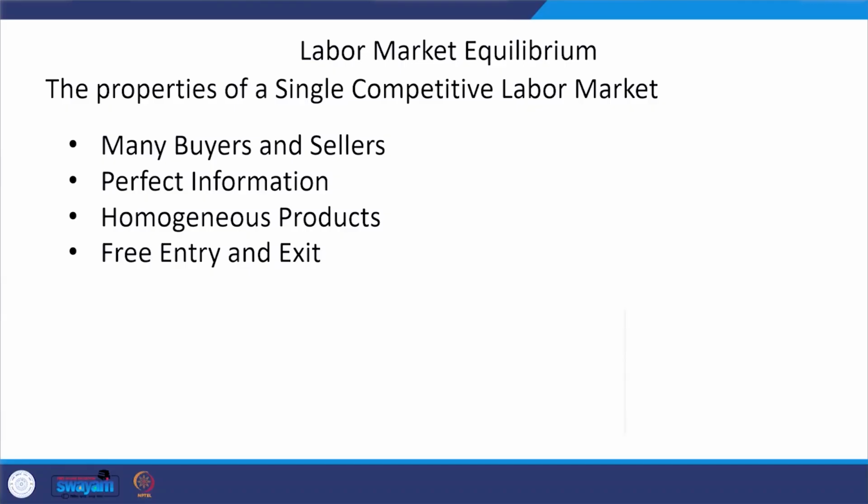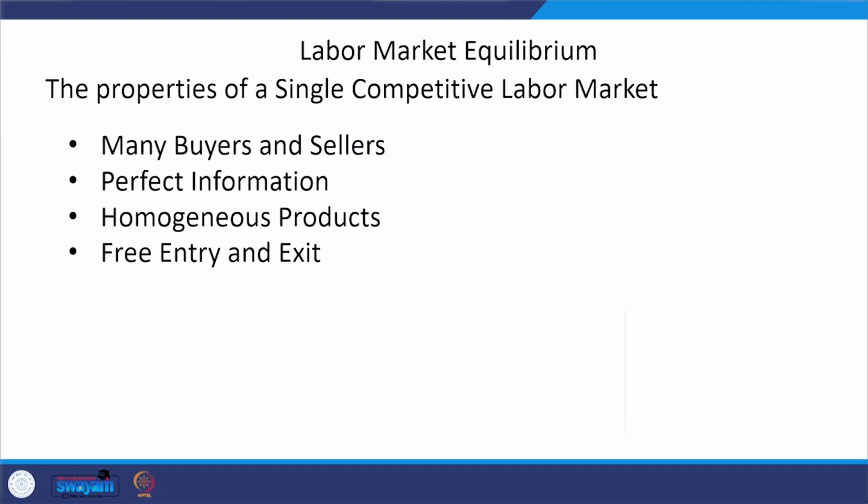The third property of a single competitive market is homogeneity. The products are homogeneous. When we say products are homogeneous, here we take into consideration the jobs. The jobs in a competitive labor market are relatively standardized, with similar job roles, skills required, and working conditions across the firms within the same industry or sector. So, in that sense, the jobs are homogeneous, with similar conditions and the same characteristics.